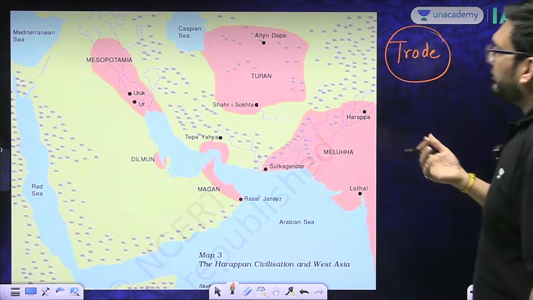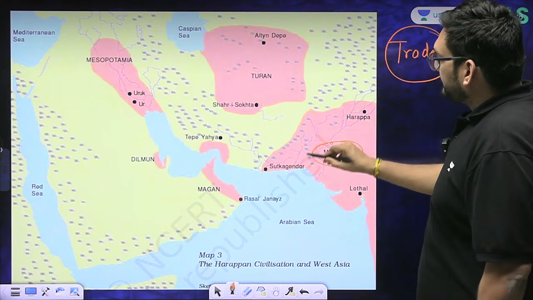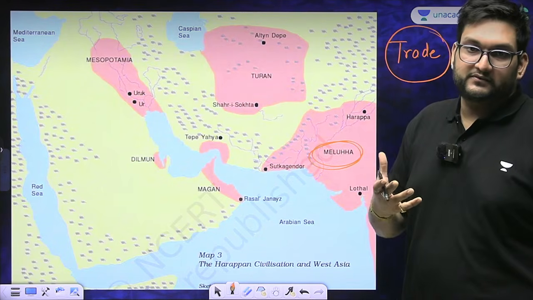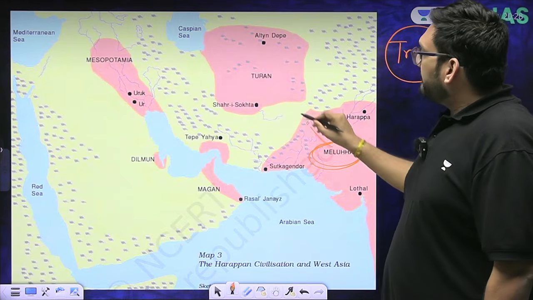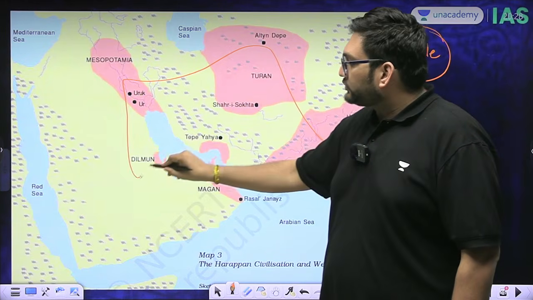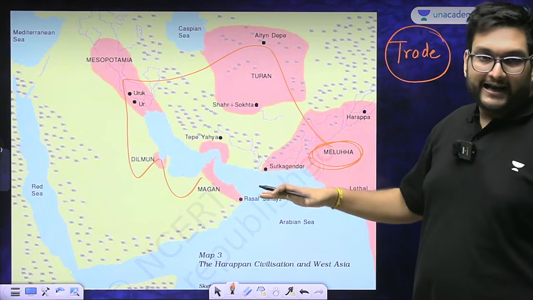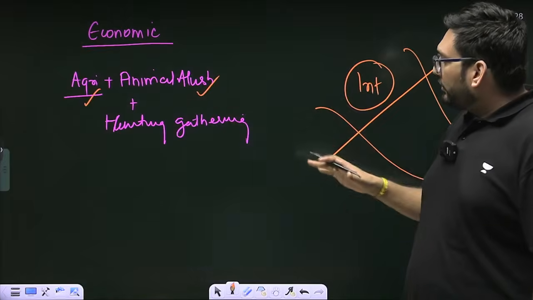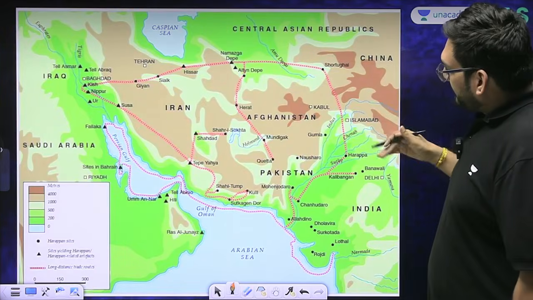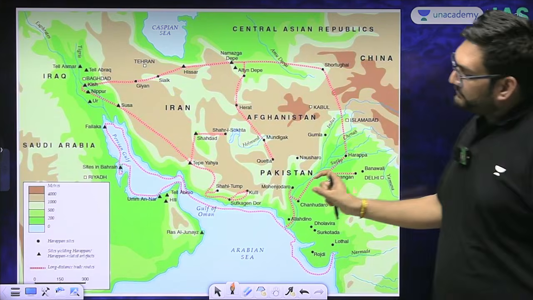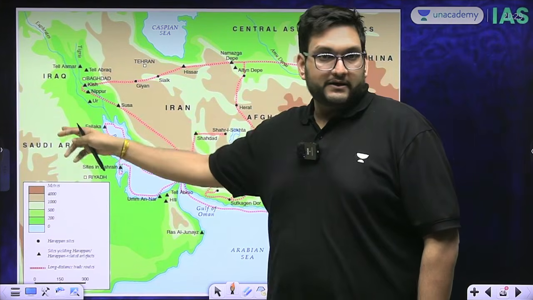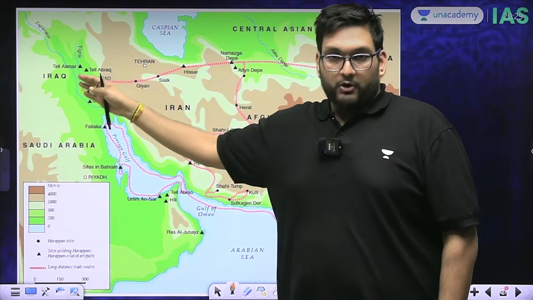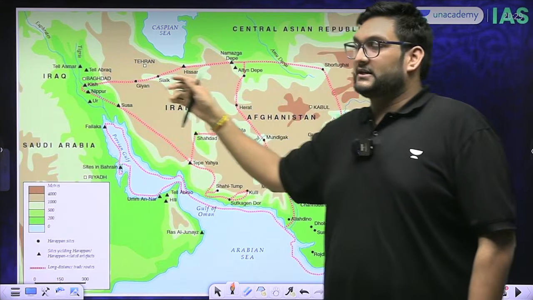But what is even more interesting is that Meluha, which is the name given to the Harappan civilization by the world, specifically Mesopotamia, was connected to this whole world through a land route and also a sea route. We know of that because we have certain artifacts which are found across this sector. Being connected to Mesopotamia is very, very important, because this is the second Bronze Age civilization, a very advanced civilization at this point of time.